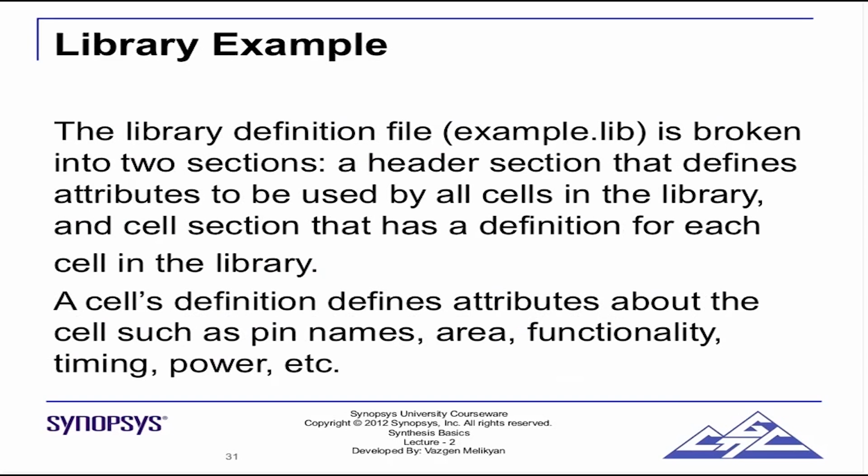Now let's look in detail into a library, into a dotlib file, which is read by Design Compiler for synthesis. So the library definition file, any example.lib, is broken into two sections. One is the header, which defines the most common values for a lot of parameters, and then an individual cell section. A cell's definition will define the attributes about the cell, such as the name, area, functionality, timing, power, etc. Let's start with it.